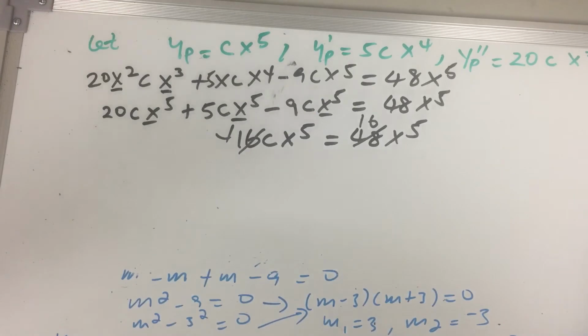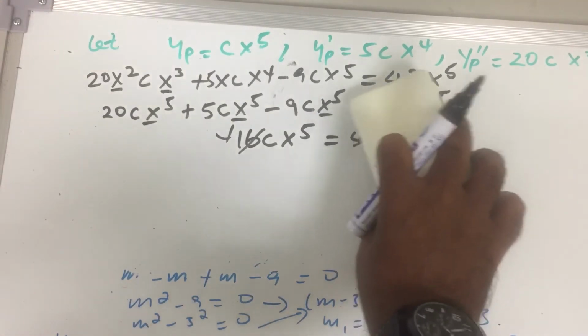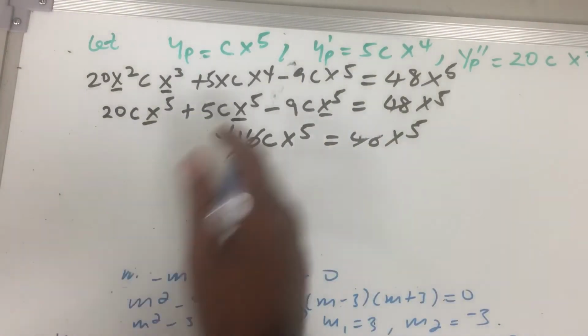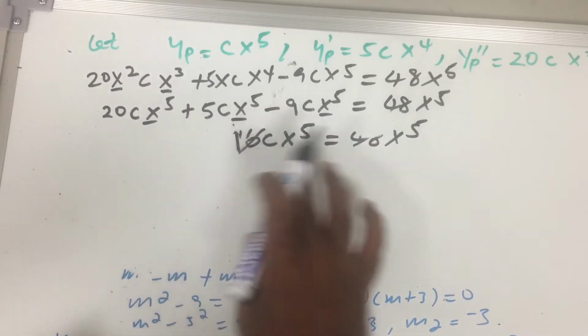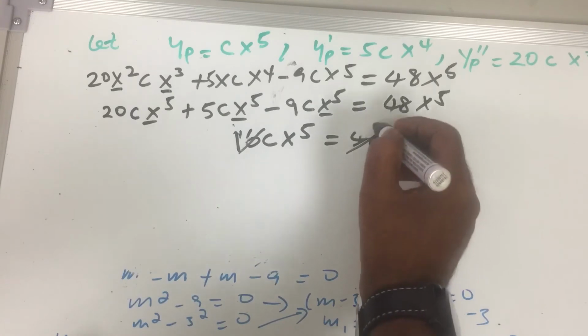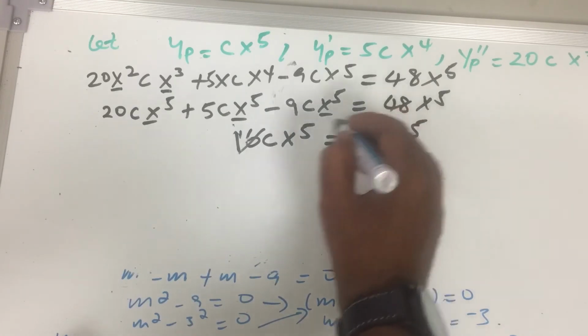Sorry, it is 3, right? 48 by 16 is 3. So C will be 3.